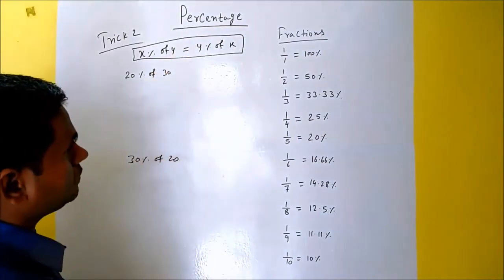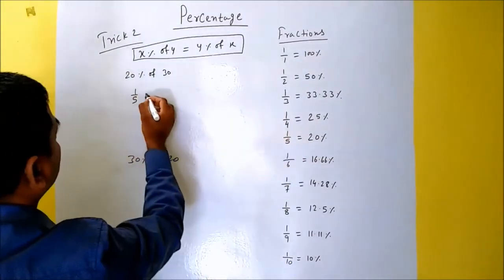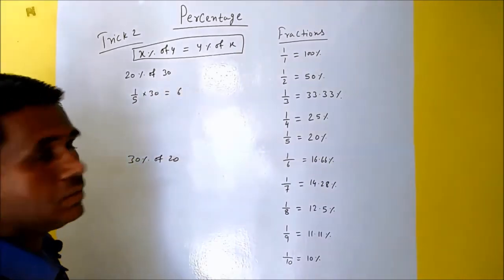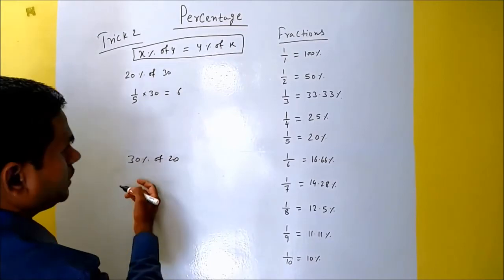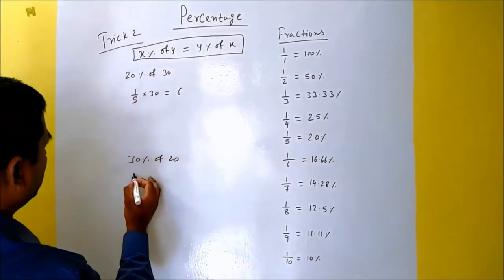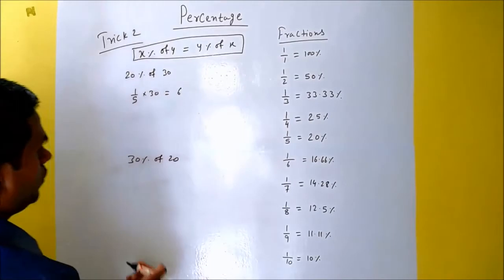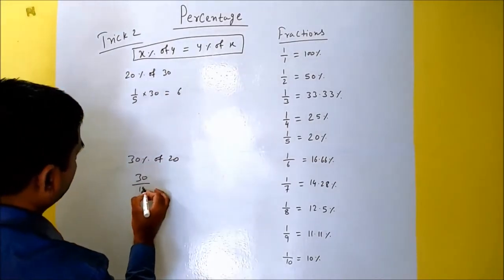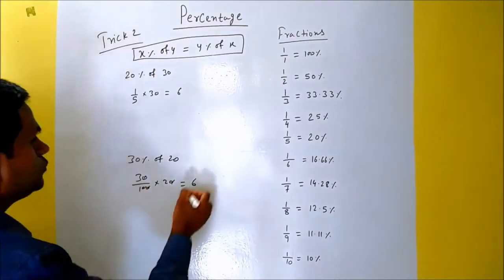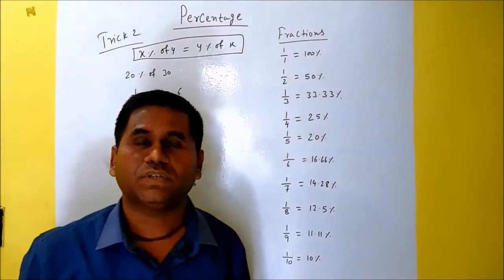So 20% of 30, 1 by 5 from this fraction table, into 30, which is 6. And here 30% of 20. So 30% isn't given, so no problem. This fraction table is starting from 1 to 1 by 10. So what we can do is 30 by 100 into 20. Okay, so this also gives 6. So both answers are the same. So that's why we can say x% of y is equal to y% of x.